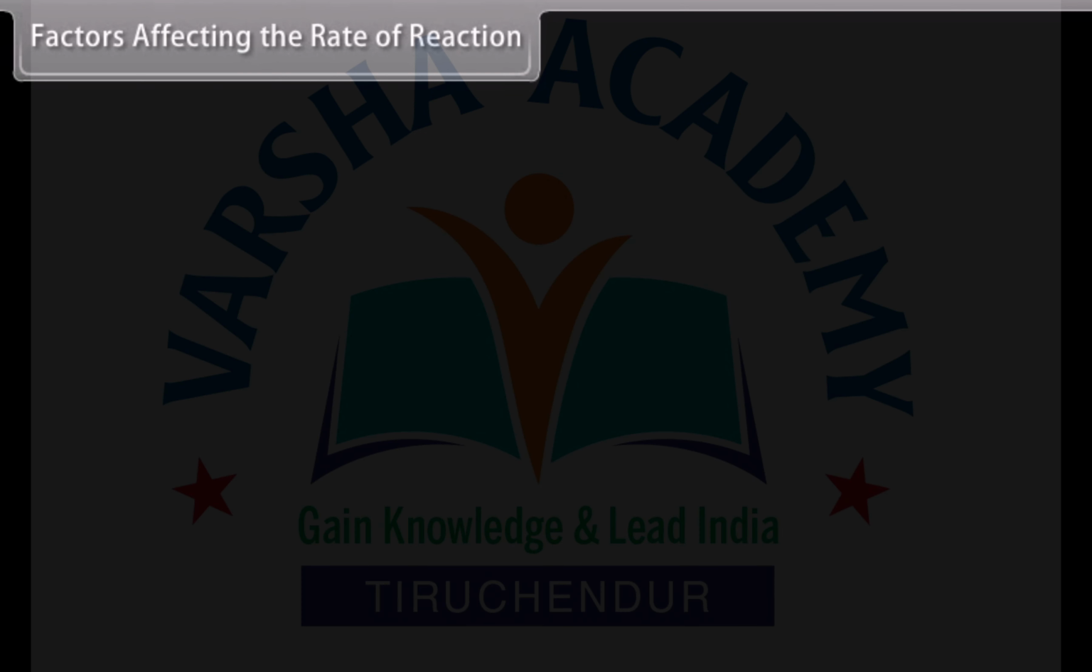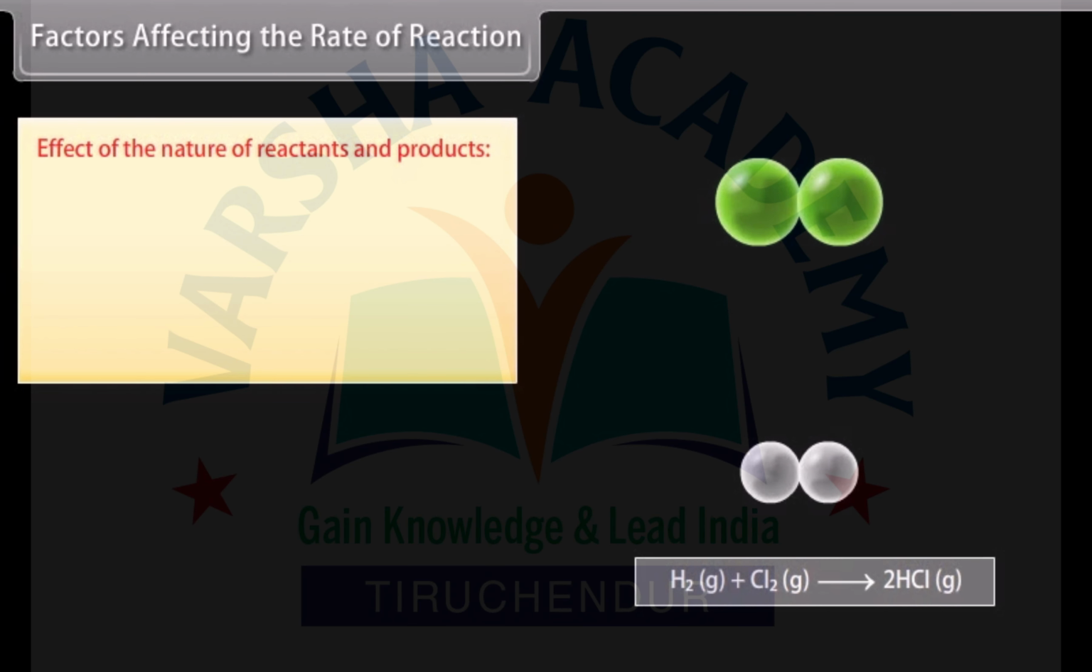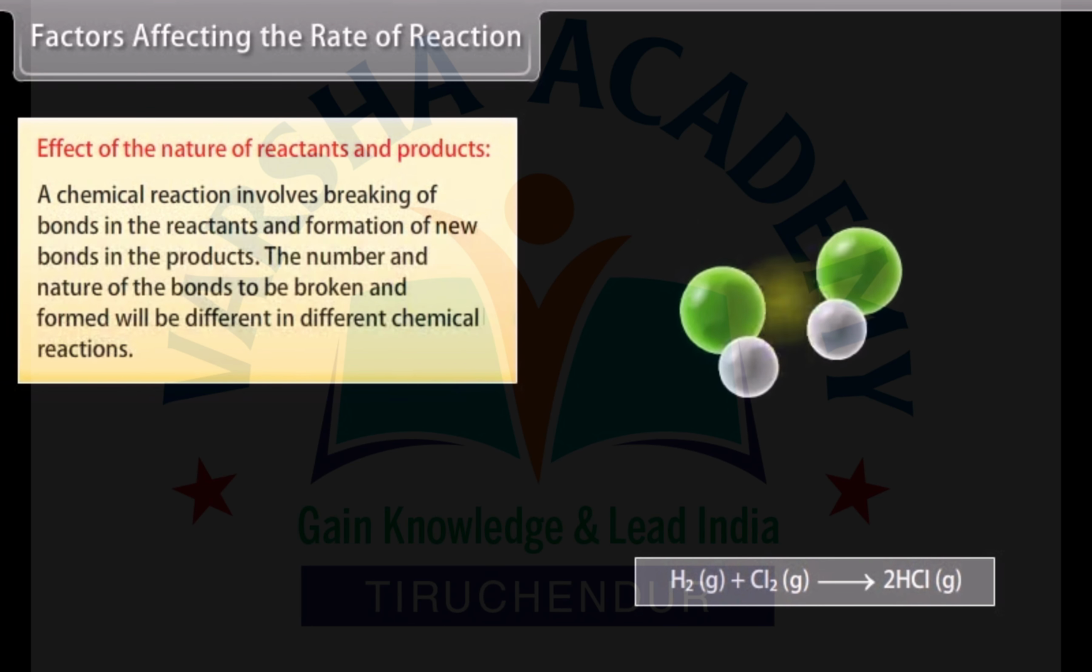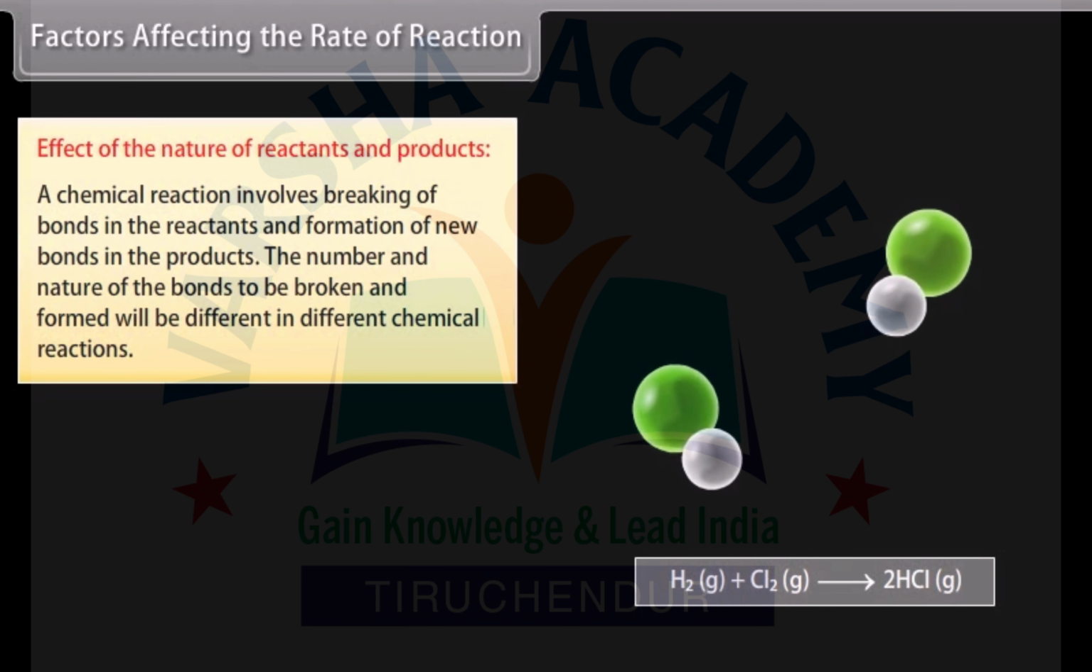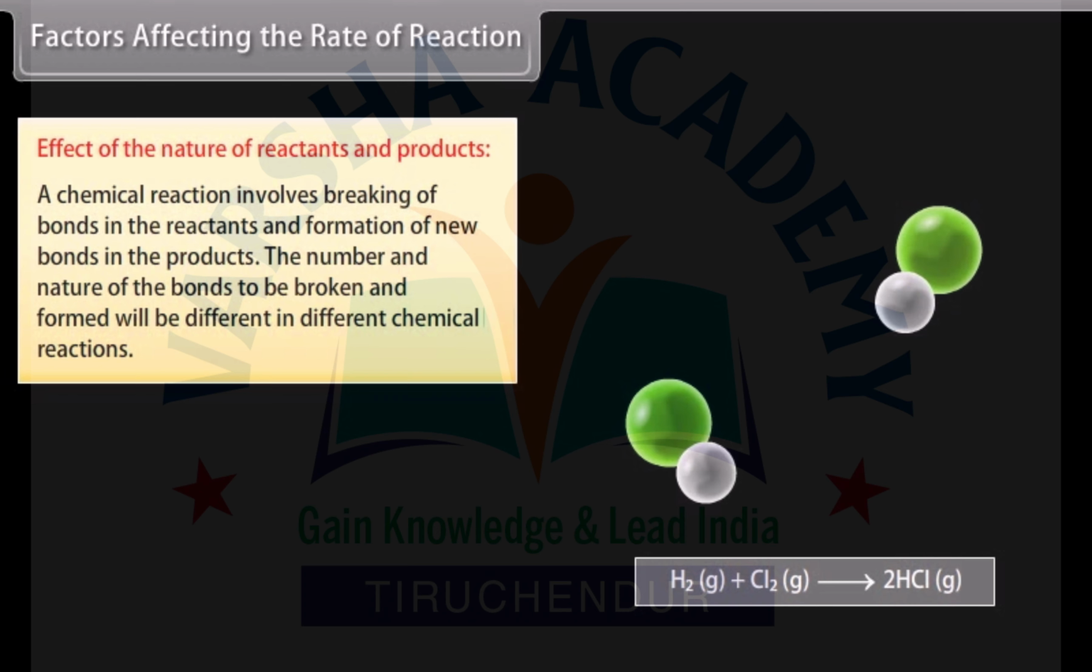Factors affecting the rate of a reaction. Effect of the nature of reactants and products. A chemical reaction involves breaking of bonds in the reactants and formation of new bonds in the products. The number and nature of the bonds to be broken and formed will be different in different chemical reactions.